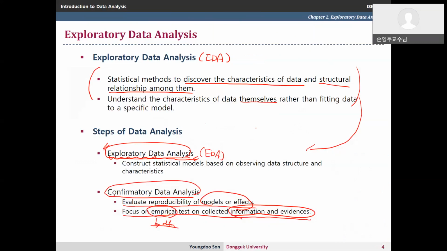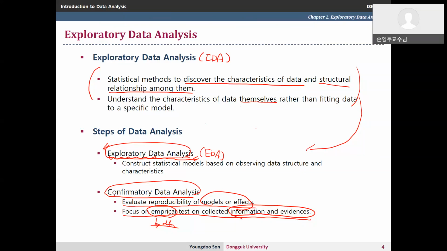And exploratory data analysis, in short, EDA, is a method that discovers the characteristics of data and structural relationship among them. So this exploratory data analysis is highly related to the descriptive statistics.